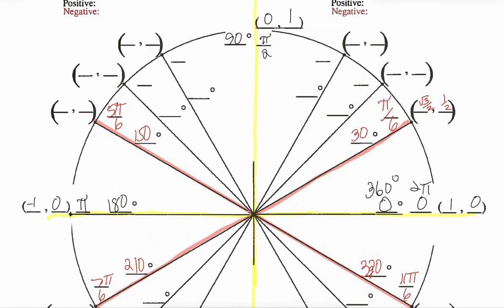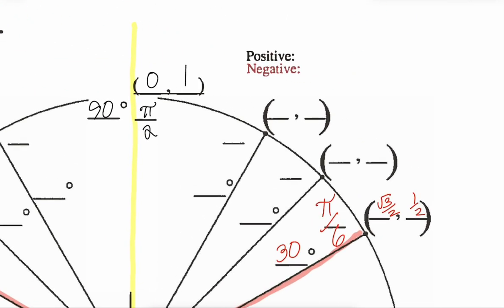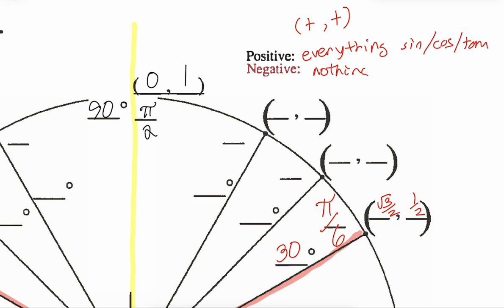Now, let's go over here. Let's talk about where it says positive, negative, okay? Let's talk about that for a minute. This is the positive quadrant. So in the first quadrant, everything is positive. So sine, cosine, tangent are all positive. Nothing is negative. So if your reference triangle lands in the first quadrant, your sine or your cosine will always be a positive value.